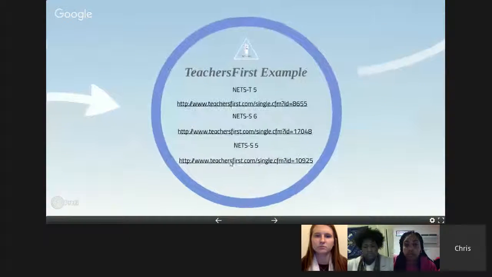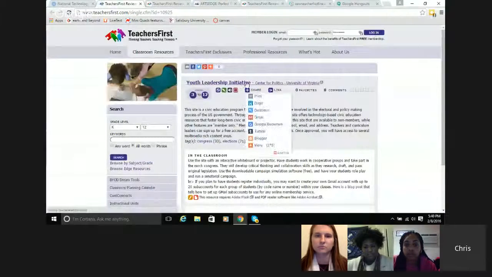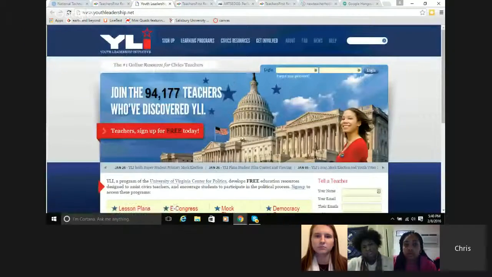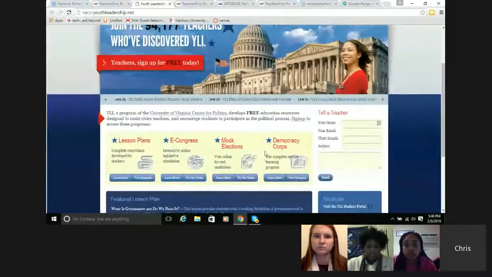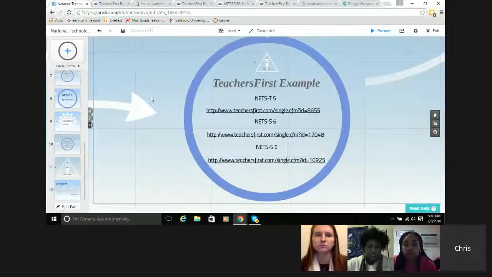An app that showed that, or it's a website that showed that, is this Youth Leadership Initiative, and it teaches the children about politics, but it also allows them to do elections. And this way they can have a student government and they can elect candidates as if they were really doing the polls, which is pretty neat.